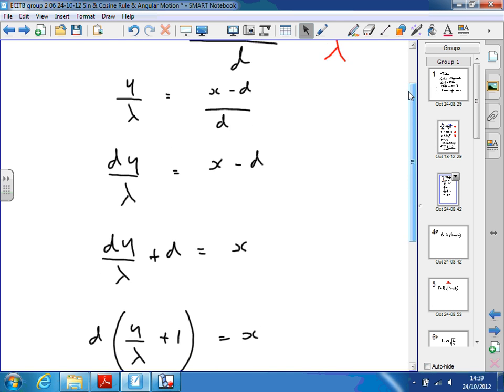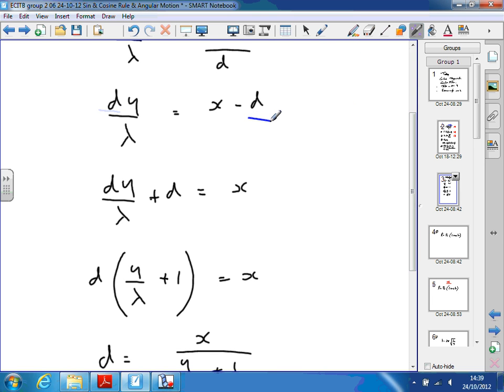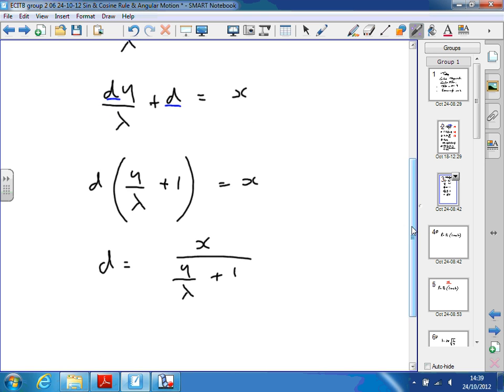So, divide both sides by lambda to get rid of the lambda, which takes you to this line. And then, to get rid of the d on the bottom, multiply both sides by d. So the d goes up to the top on the other side. d times y over lambda is x minus d. And then, because I've got d's on both sides, add d to get all the d's on the same side. Add d to both sides. And then factorise, take d outside the bracket, and then finally divide both sides by the bracket. And you've got d on its own, okay? Those are the sorts of steps.